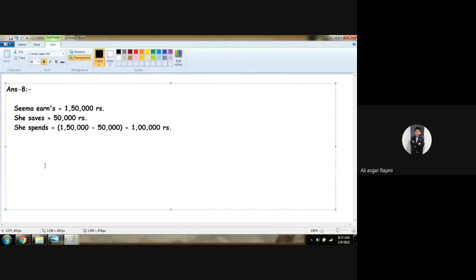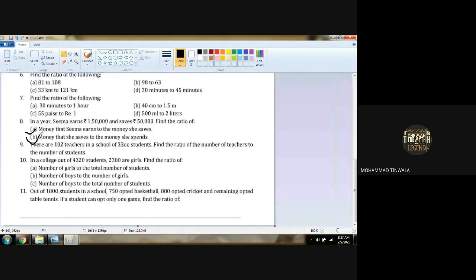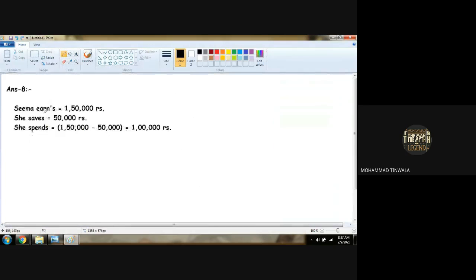Yes sir, understood. We got the required things to find the ratio of A and B. In the question, whatever is required, we took first. So Seema earns 1,50,000, she saves 50,000. So out of 1.5 lakh rupees, if she saves 50,000, 1 lakh will be her expenditure, that she spent. Understood? Now we will find the ratio.